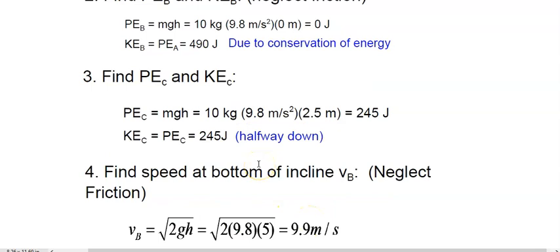So we know we're dealing with a height of 5 meters, and we want to know how fast this object will be when it reaches point B at the bottom of the decline.